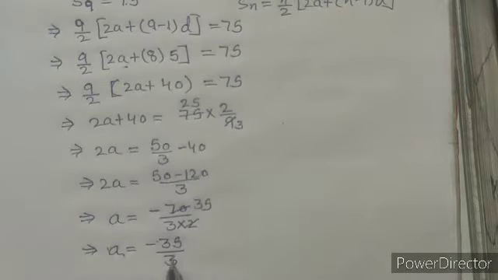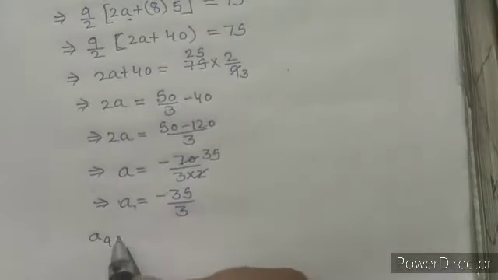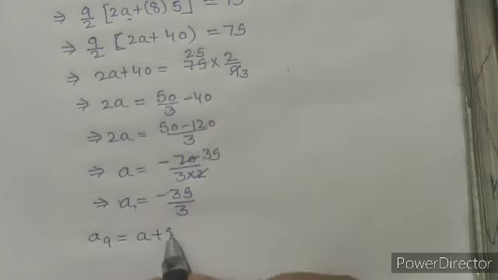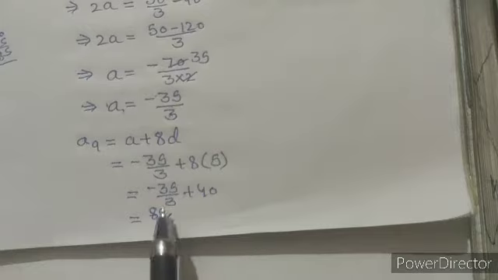Now we have to find the value of a9 here. As we know, a9 will be equal to a plus (9 minus 1), that is 8d. Now this is equal to minus 35 by 3, that was the value of a, plus 8, and d was given to us as 5, and this will give us the value of a9 as 85 by 3.